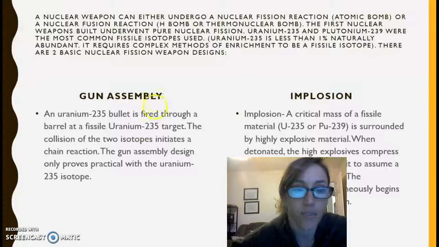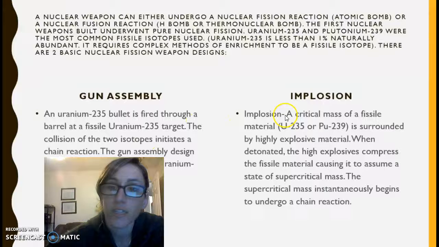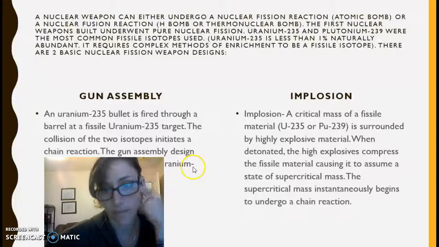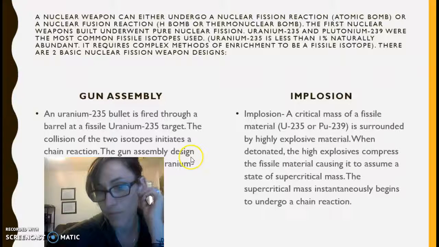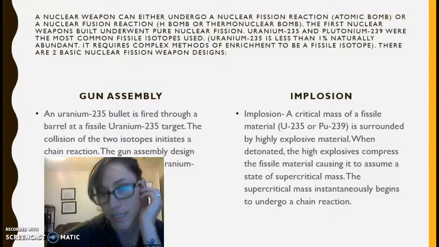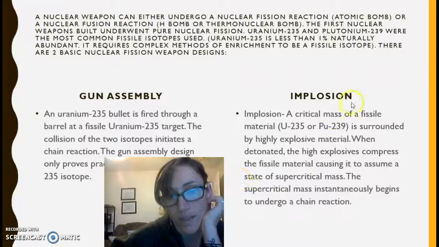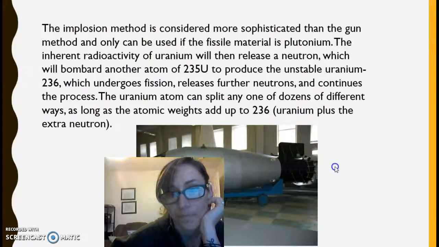The gun assembly design only proves practical when the uranium-235 isotope is used. Implosion, which is more common, especially with the bombs, is where a critical mass of a fissile material is surrounded by highly explosive material. When detonated, the high explosives compress the fissile material, causing it to assume a state of supercritical mass. The supercritical mass instantaneously begins to undergo a chain reaction, and that's how the nuclear bombs essentially work.